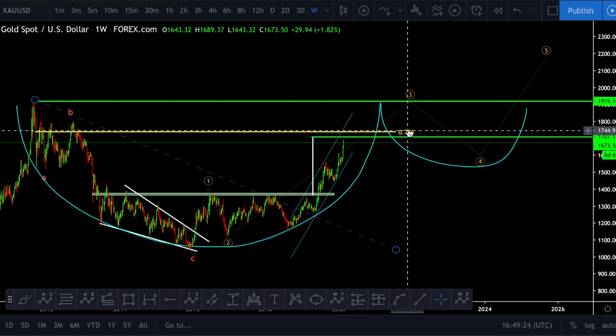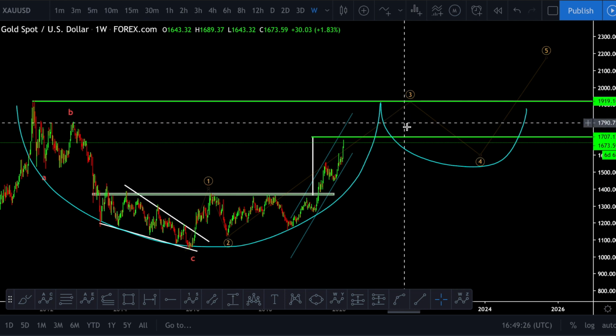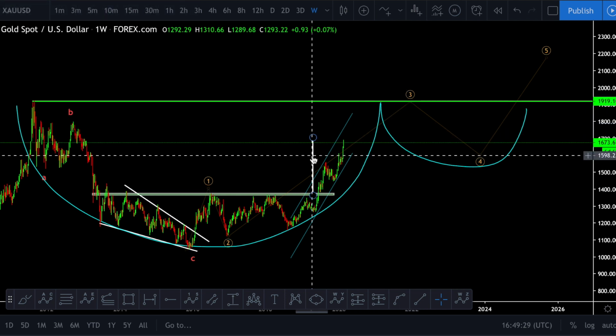and then most likely head for a decline. Now going back to the Elliott waves, that's a larger degree of trend. Let's go ahead and just remove that for now.